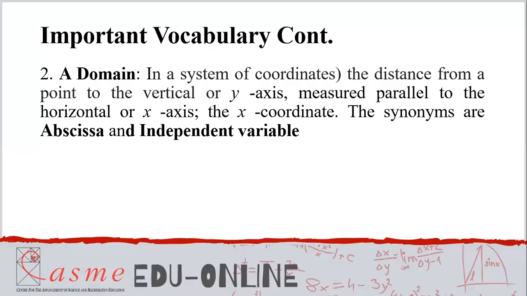The domain. A domain in a system of coordinates is the distance from the point to the vertical y-axis, measured parallel to the horizontal or x-axis, which is called the x-coordinate. The synonyms are the abscissa, which is a word that is at least outdated at the moment. We no longer use it, but we've been using the independent variable, which is also another synonym for the domain.